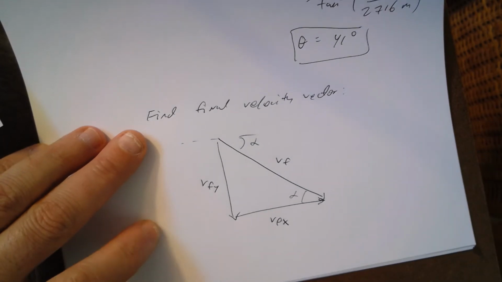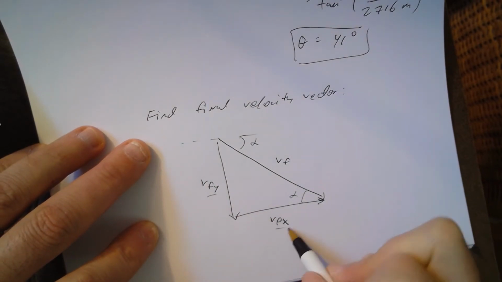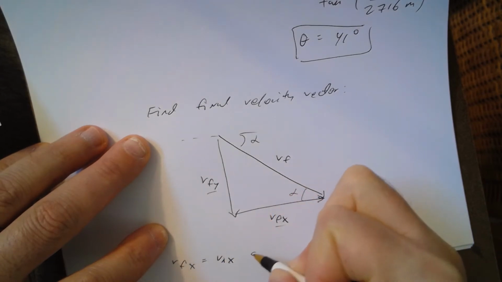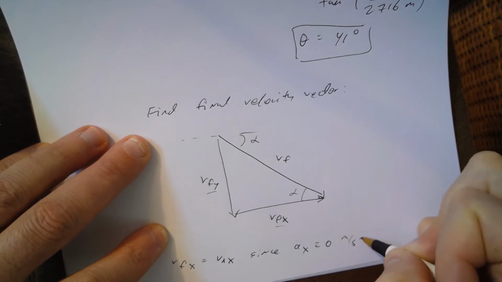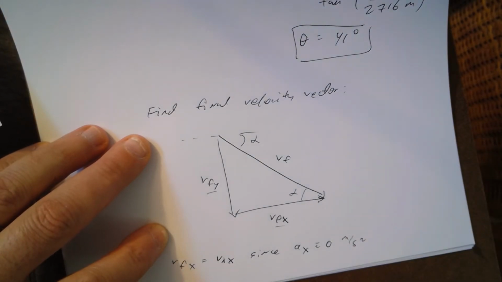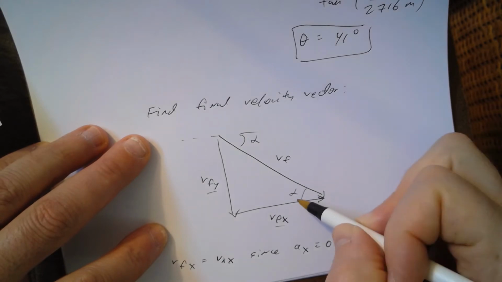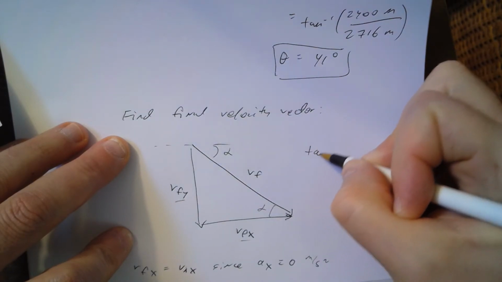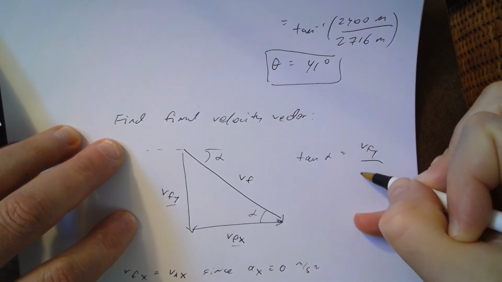Okay, so I know VFY, I already found that. VFX is just equal to VIX, since AX is 0. Alright, and so now I can find the angle alpha. I'll do that right here. The tangent of alpha is opposite, which is VFY, over adjacent, VFX.